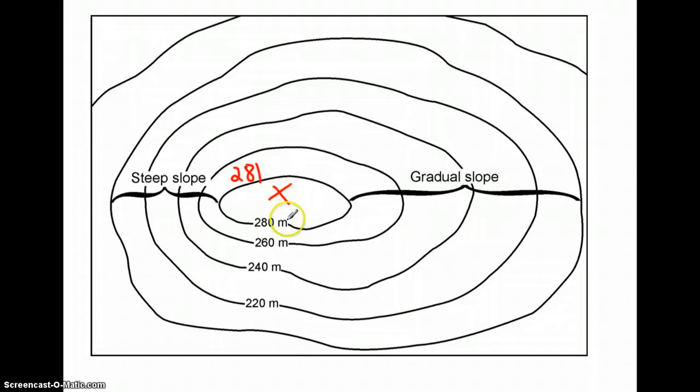Now, the top of the hill cannot be as high as 300 meters because if it were 300 meters, there would be another contour line drawn. So it's got to be below 300. So we simply say that the highest possible elevation would be 299 meters. Let's try one more.